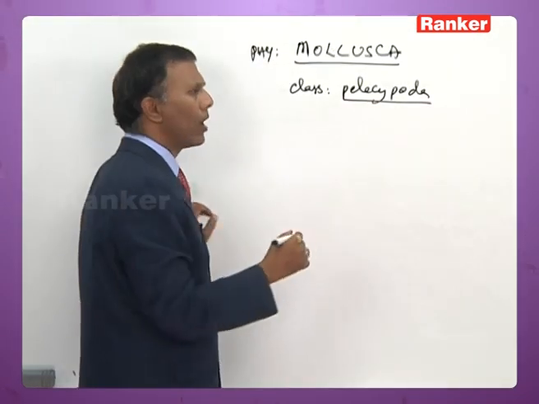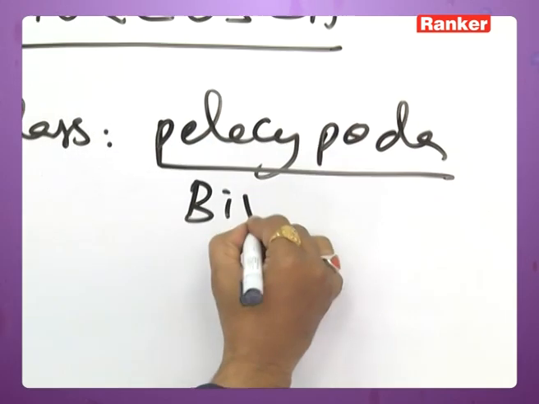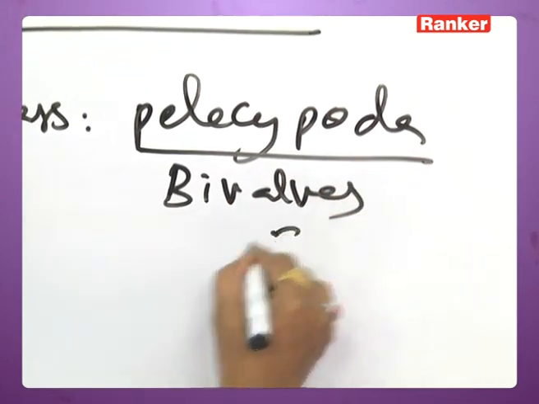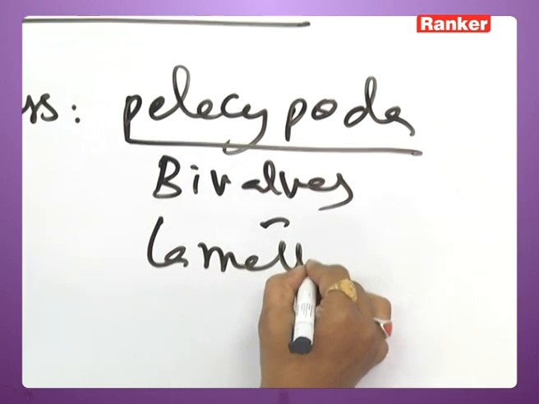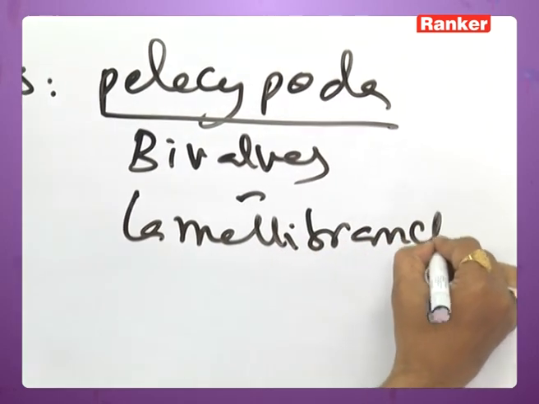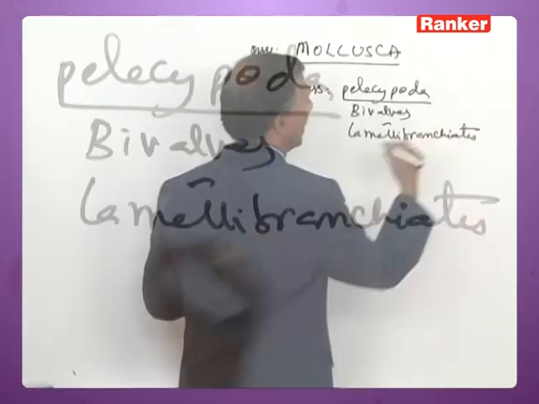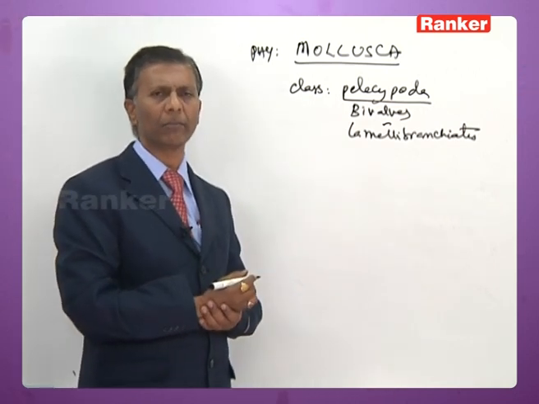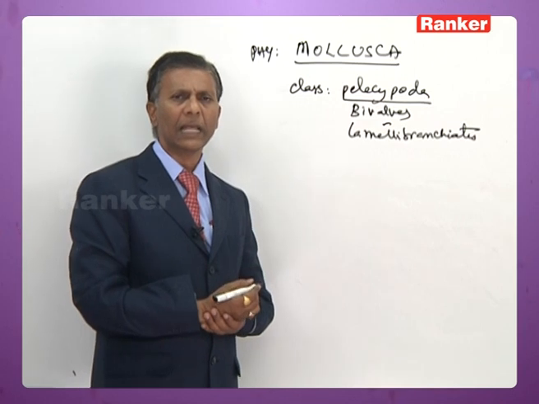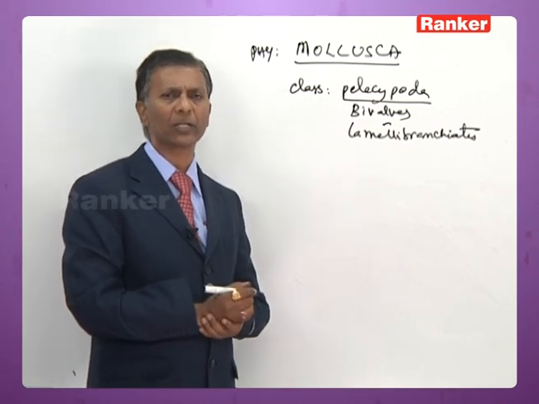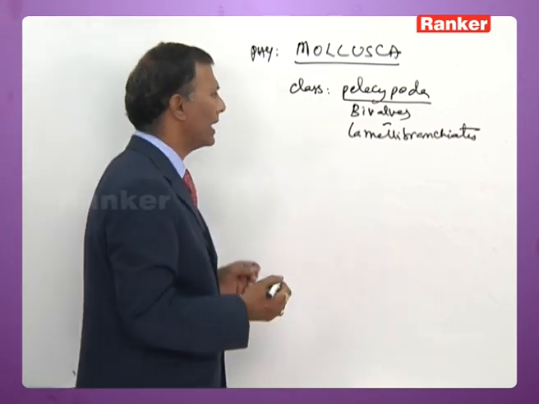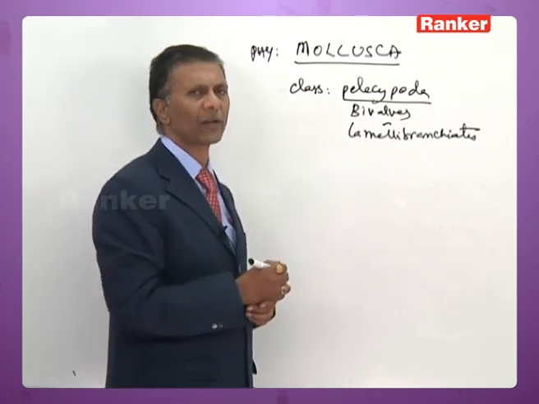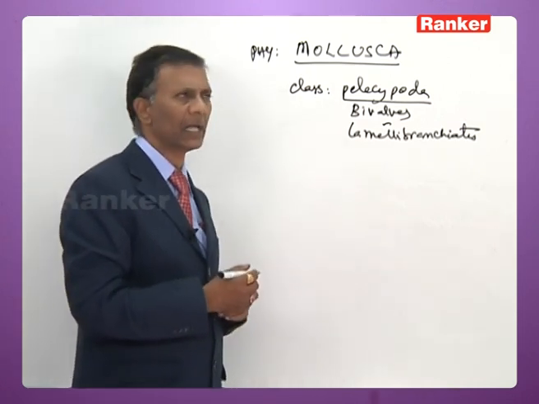Pelecypods are commonly called bivalves or lamellibranchiates. The shell has 2 valves, that's why we call them bivalves. The gills are bipectinate and leaf-like, that's why we call them lamellibranchiates. They are marine or freshwater, and some of them are terrestrial.